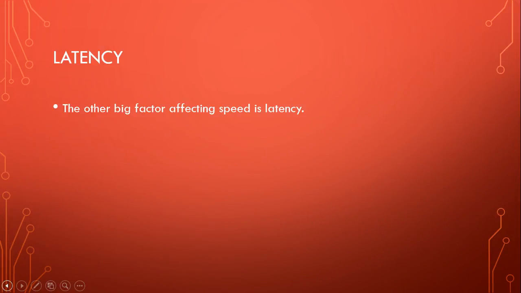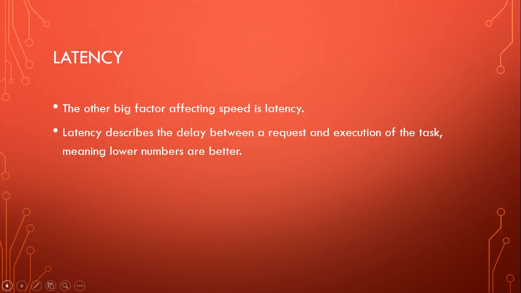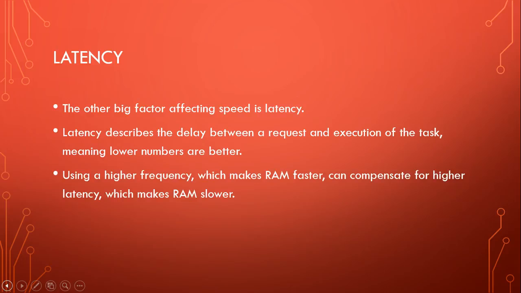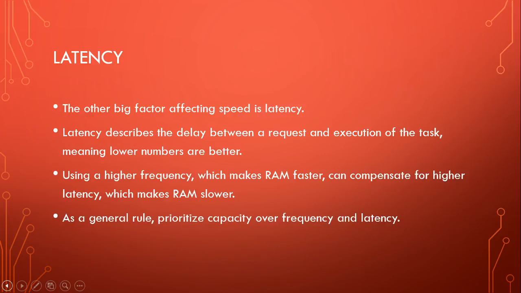All right, next up, latency. The other big factor affecting speed is latency. Latency describes the delay between a request and the execution of the task, meaning that the lower the number is, the better. Usually a higher frequency, which makes RAM faster, can compensate for higher latency. So if you have higher frequency, it might cancel out some of that higher latency. Remember, latency is going to make your RAM slower. As a general rule though, you're always going to prioritize your capacity, so how big your RAM stick actually is, over things like frequency and latency.